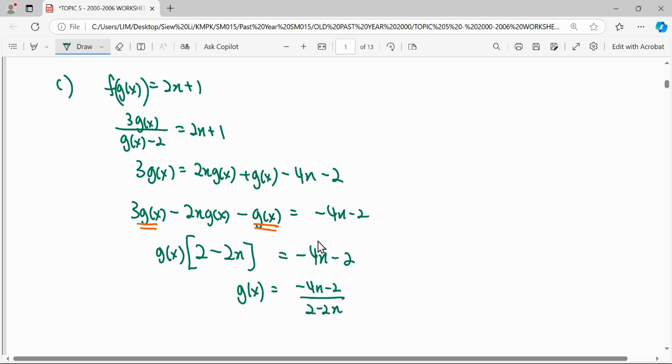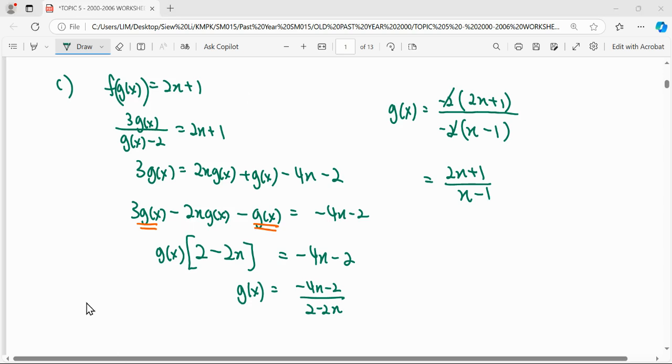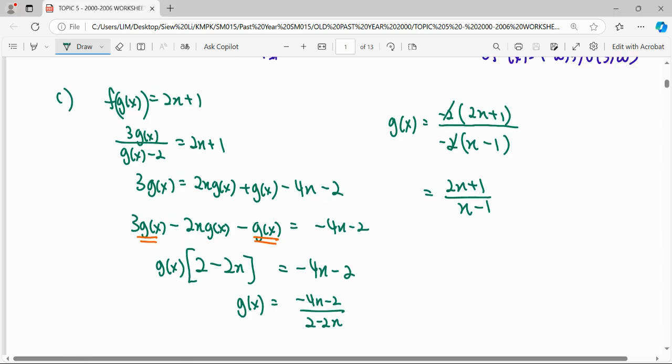As you can see, all terms here are even terms, so we can simplify some more. We can take out the negative 2. When we take out negative 2, this is positive 2x plus 1. Then here, when I take out negative 2, x minus 1. So the negative 2 can be simplified. Our answer will be this. Okay, so that's all.